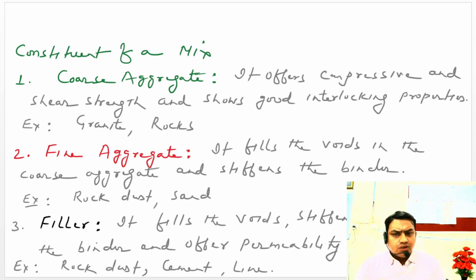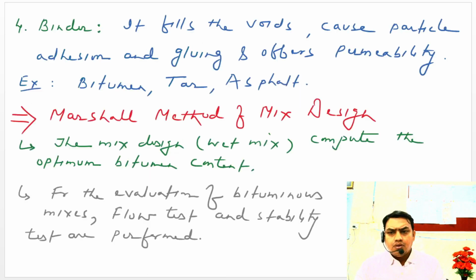The third constituent of the mix is filler. It fills the voids, stiffens the binder, and offers permeability. Different types of filler are rock dust or crushed rocks, cement, and lime. The fourth one is called binder. The binder fills the voids, causes particle adhesion and gluing, and offers impermeability, like bitumen, tar, and asphalt.